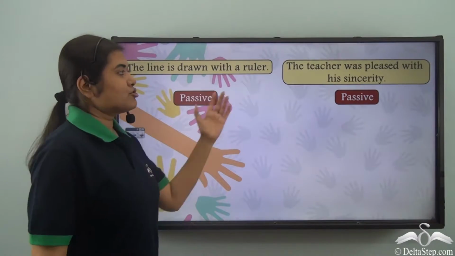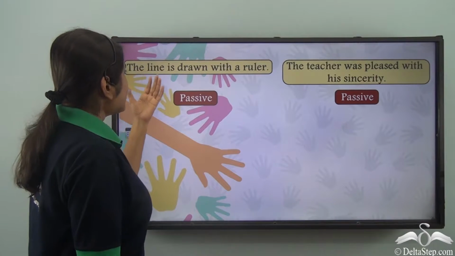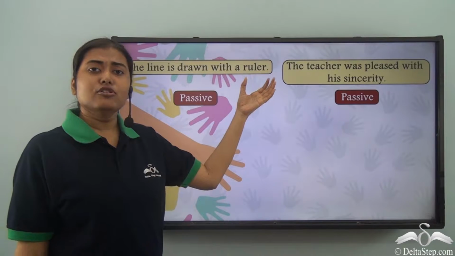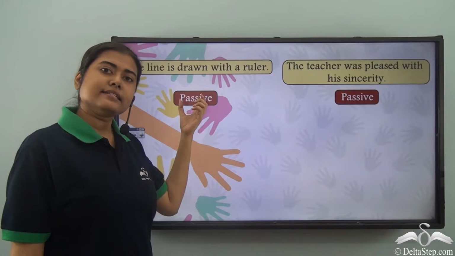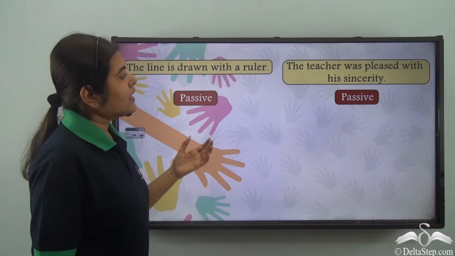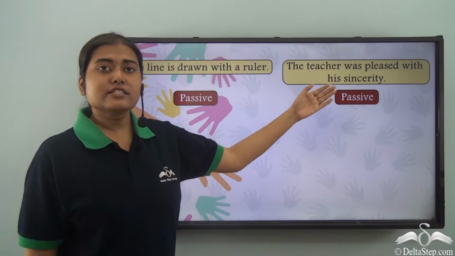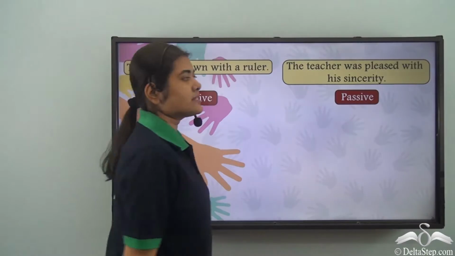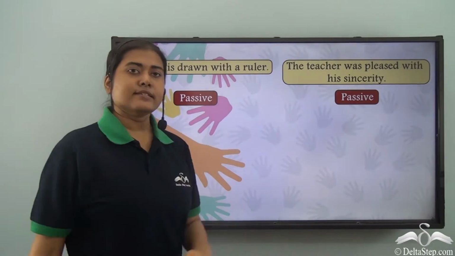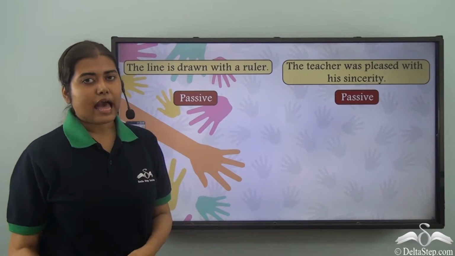Now look at these two sentences. In the first sentence we have, the line is drawn with a ruler. Is drawn tells us that this sentence is in the passive voice. Now there is another sentence. The teacher was pleased with his sincerity. Here too, was pleased is telling us that this sentence is in the passive voice. Now let us see how we can change these two sentences to active voice.